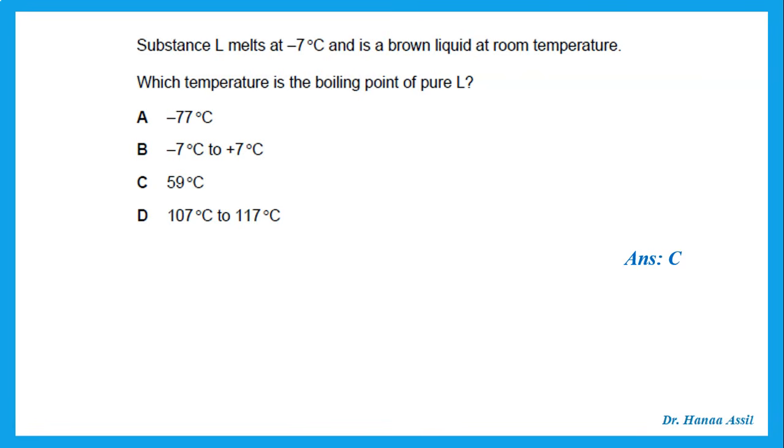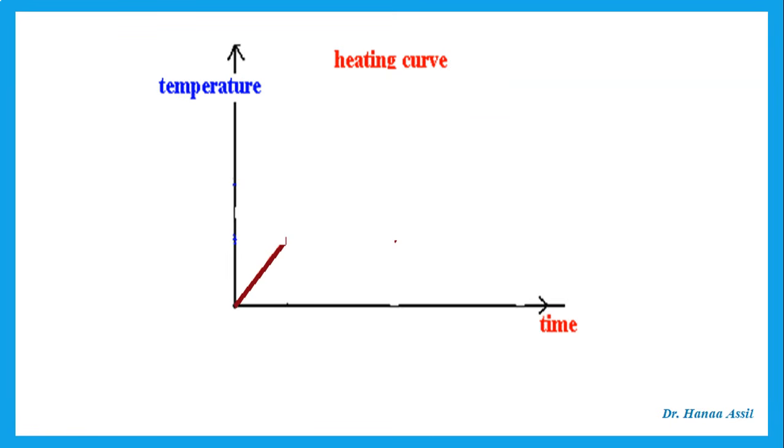So, it melts at minus 7. It's a liquid at room temperature, and that means its boiling point must be higher than room temperature. So, that is 59. That's reasonable. Then we have a heating curve. A heating curve means I am following the change in solid, liquid, and gas as I increase the temperature.